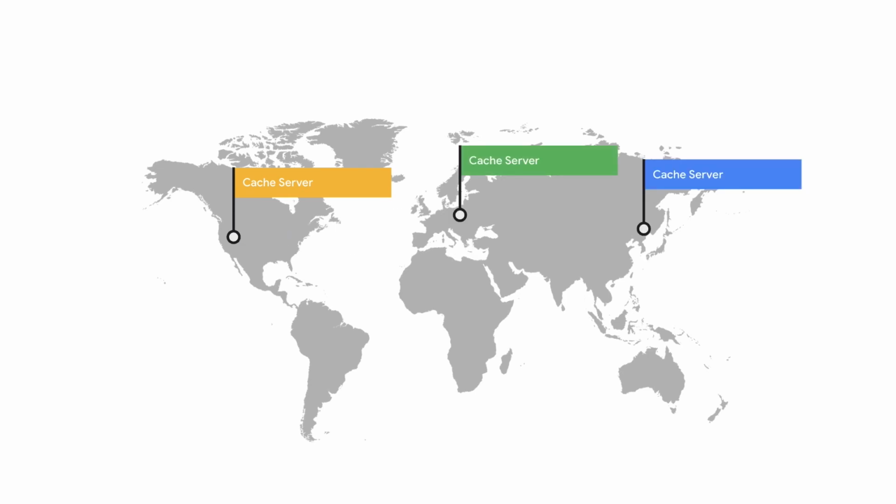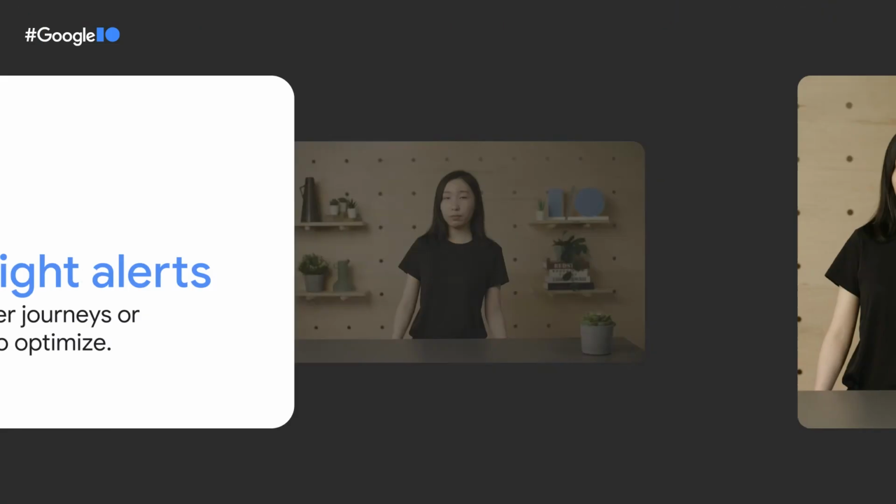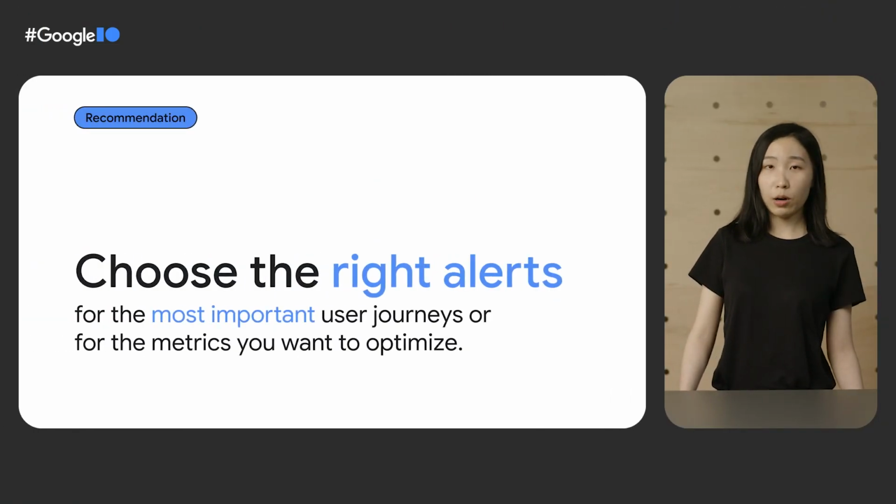You quickly deploy two more cache servers, one in Europe and one in Asia, and you see the success rate return to normal and the response time improve across the board. You're glad that you set up alerts before rolling out this change. Otherwise, you might have missed these issues until your next visit to the Firebase console, or even worse, from low-rating user reviews. Alerts are a powerful tool for monitoring the performance of your app.